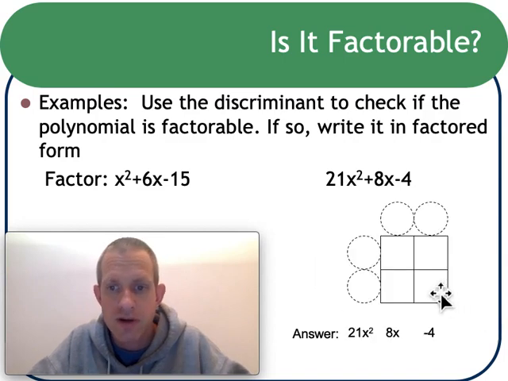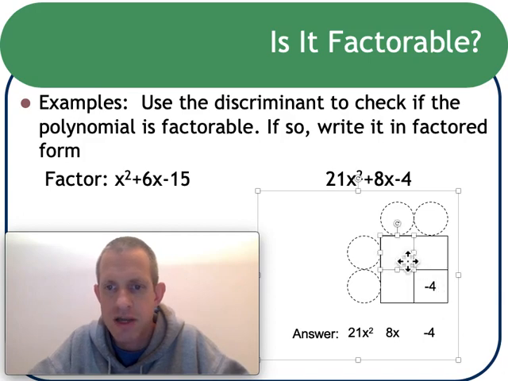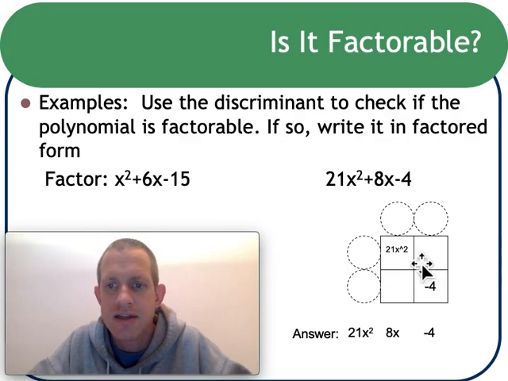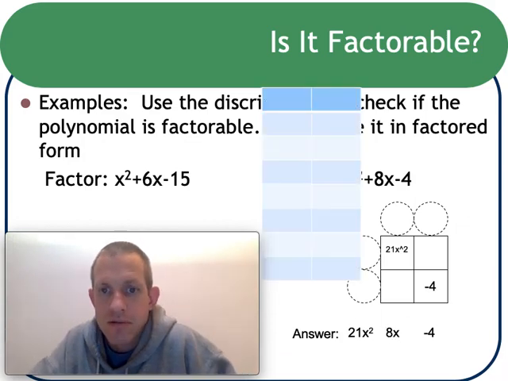Real quick, if we wanted to factor that one, I would put a negative 4 into this box and a 21x squared in this box. And 21 and negative 4 multiply up to negative 84. And so I need to now think about a combination of numbers that multiplies to negative 84 and adds up to 8. All right, let's see if we can find a combination of numbers then that multiplies up to negative 84 and adds up to 8.